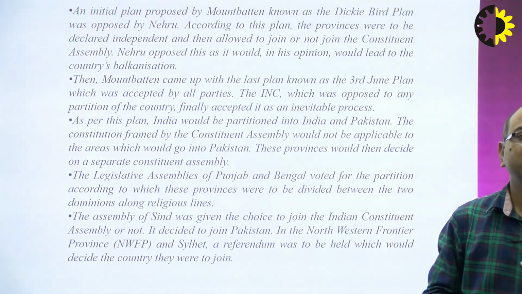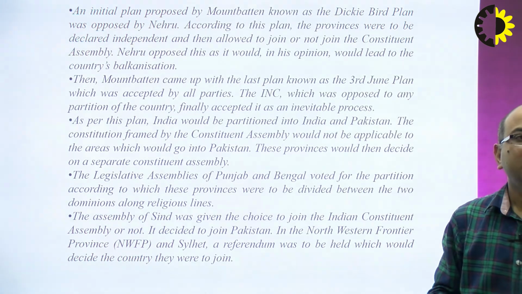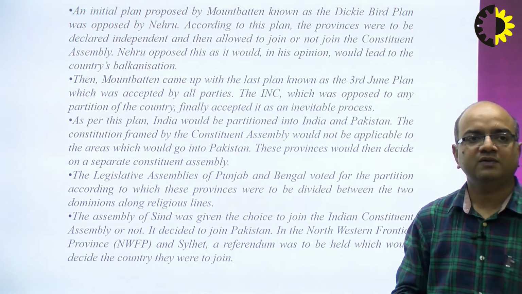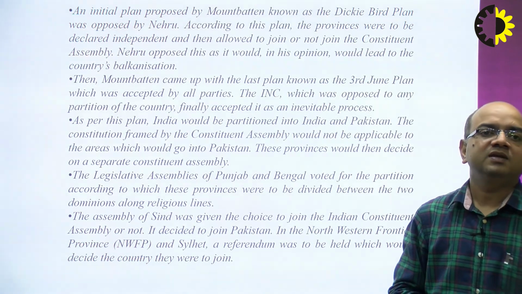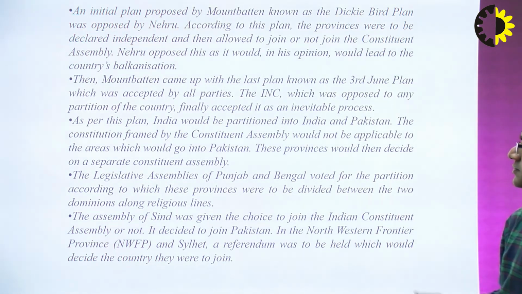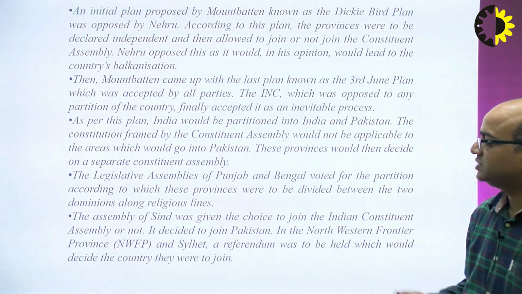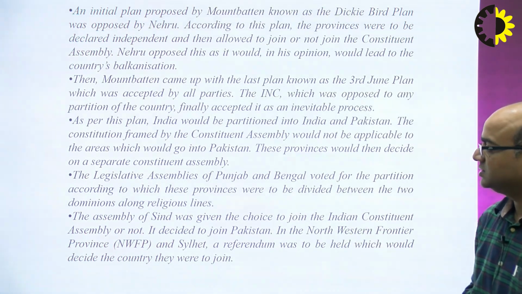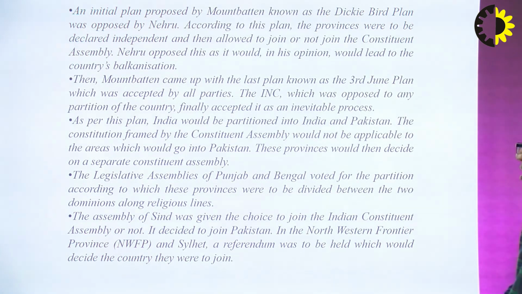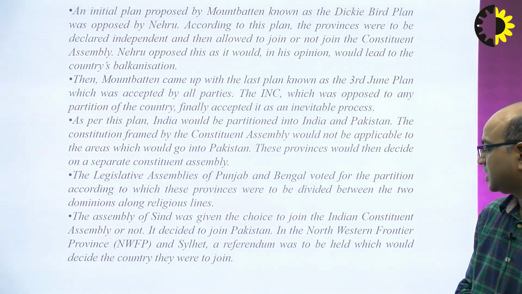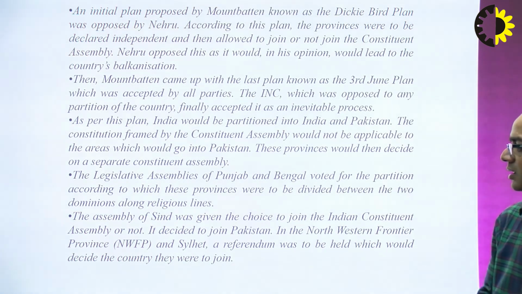So as per the plan, India would be partitioned into two parts, India and Pakistan, and the constitution framed by the Constituent Assembly would not be applicable to the area which would go into Pakistan, and these provinces would then decide on a separate Constituent Assembly. The legislative assemblies of Punjab and Bengal voted for the partition, according to which these provinces were to be divided between the two dominions along religious lines, and the Assembly of Sindh was given the choice to join the Indian Constituent Assembly or not, and it decided to join Pakistan. In the North-West Frontier Province and Sylhet, a referendum was to be held which would decide the country they were to join.